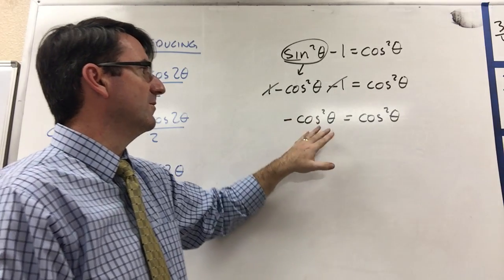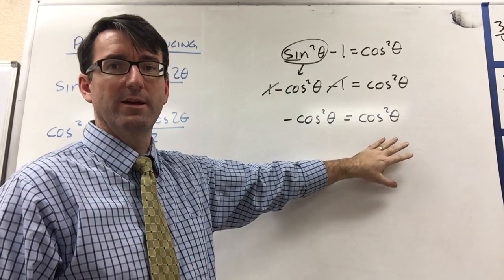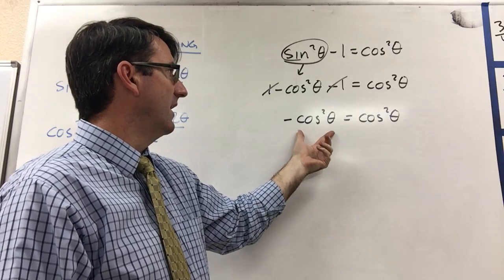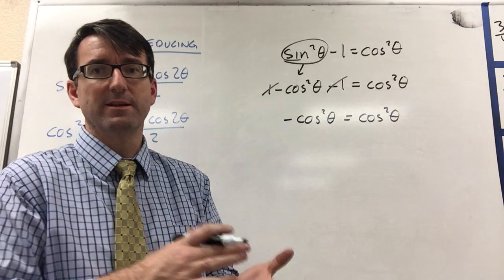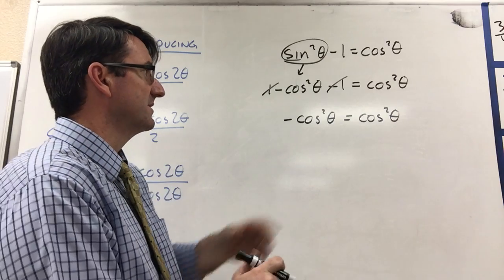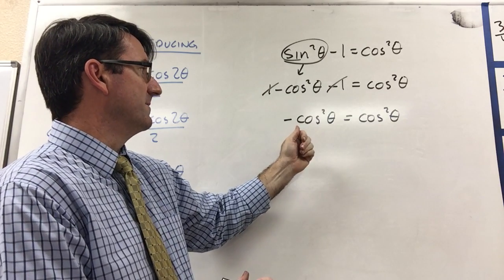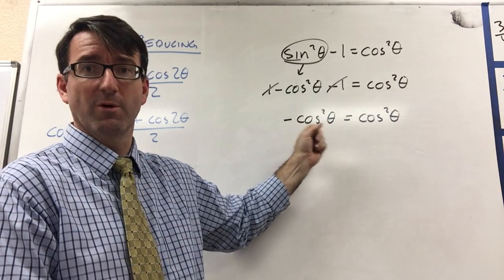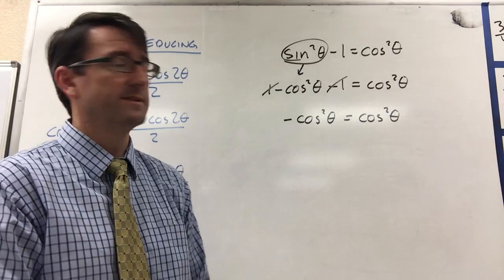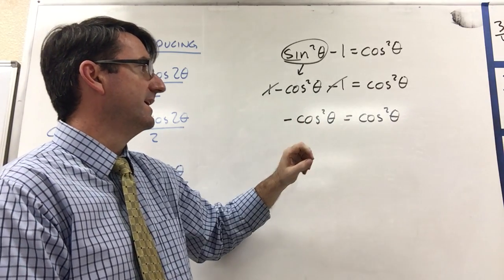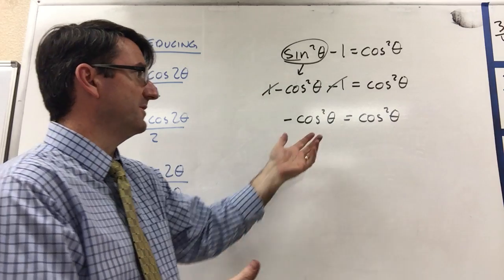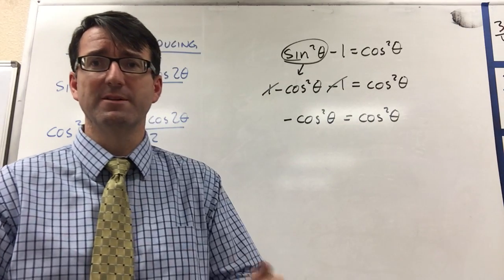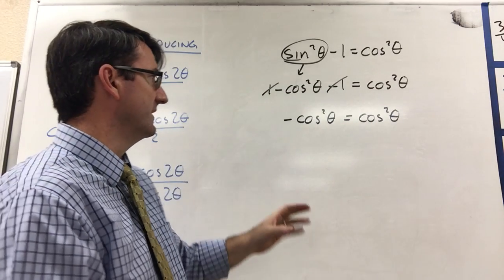So now, one thing that I want to point out here: don't divide both sides by cosine squared. That's going to mess things up because there's a good chance that some of the solutions we're looking for happen when cosine theta is equal to 0. And if you do that, then you're dividing both sides by 0, and that's wrong on many levels.